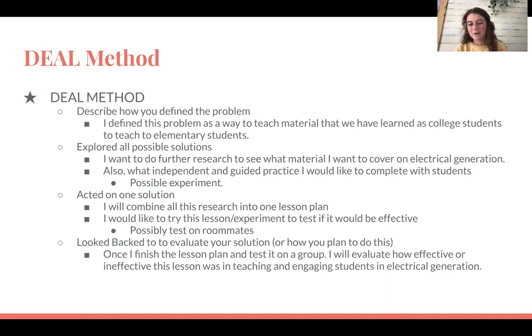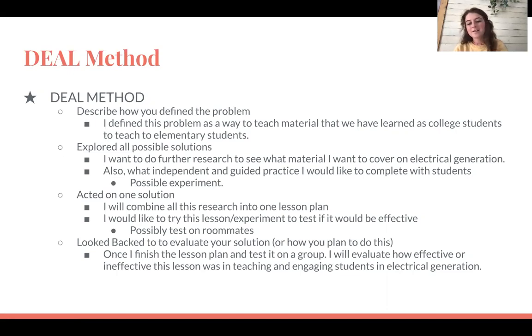And then I think an experiment would be really fun because it'd be a visual way of learning what we were just talking about. And then A, act on one solution. So I want to combine all the research into one lesson plan. So everything I look up, experiments, and combine it all down into one concise lesson plan.